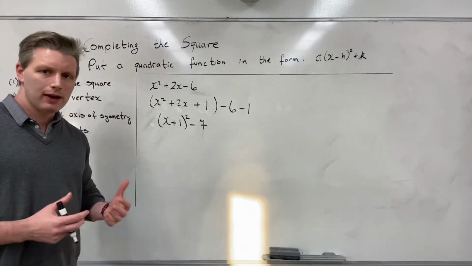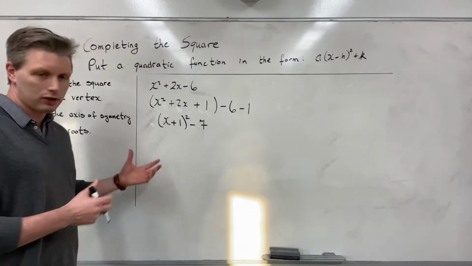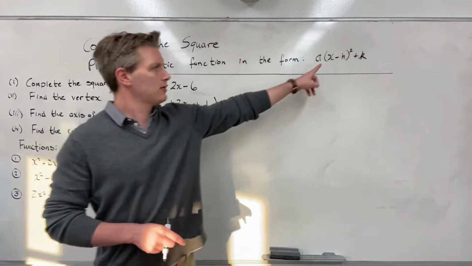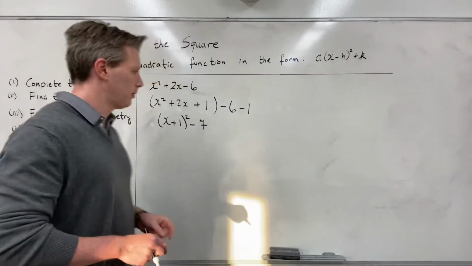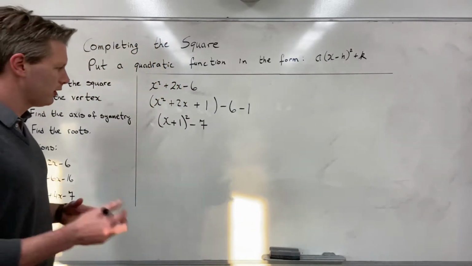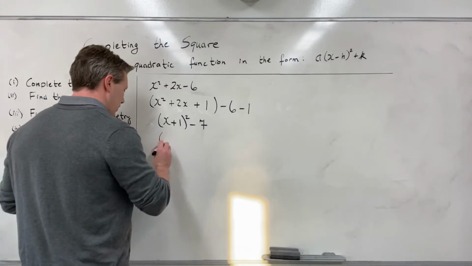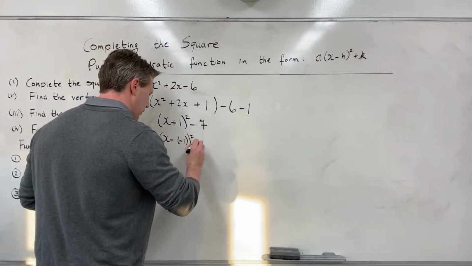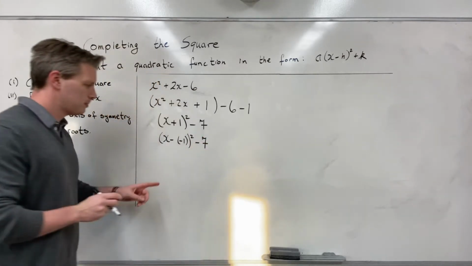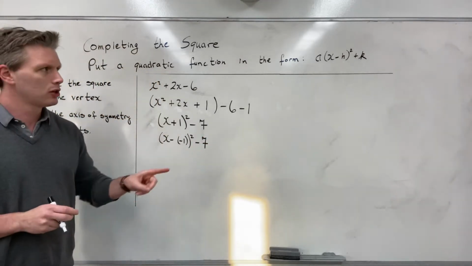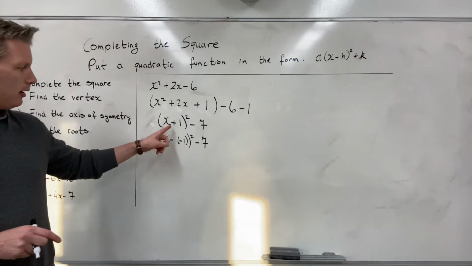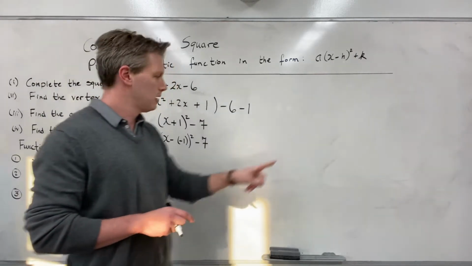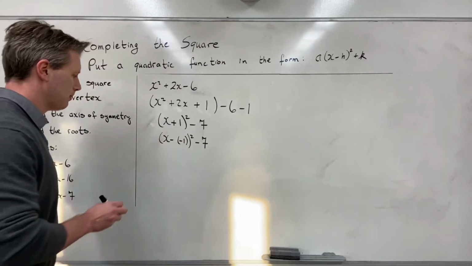Can I now find the vertex, for example? The answer is yes. Now I need to be careful. There is a minus here in my original formula, whereas here I have a plus. So if you like, this is really x minus negative 1 squared minus 7. So just be careful. My h term in this function is not 1, but because I have a minus here, my h value is actually minus 1.